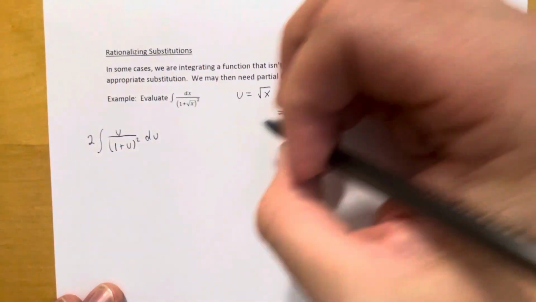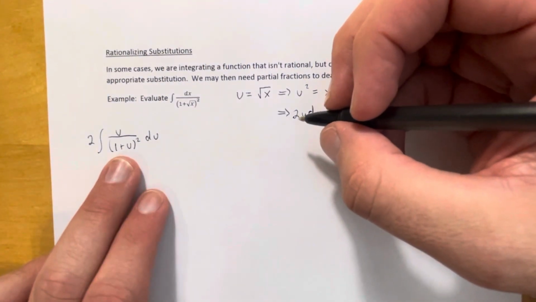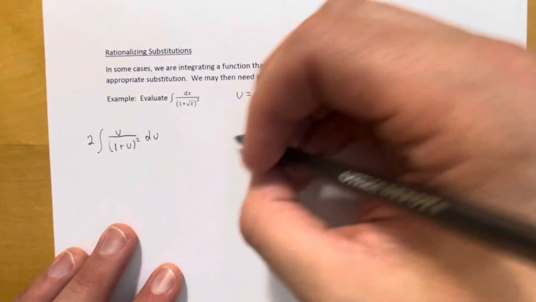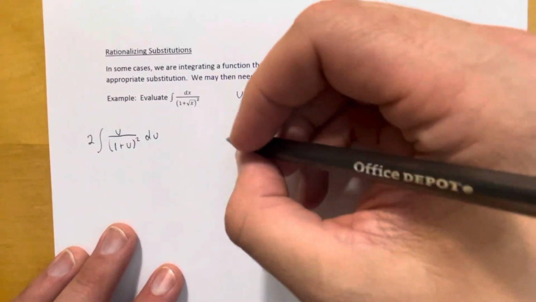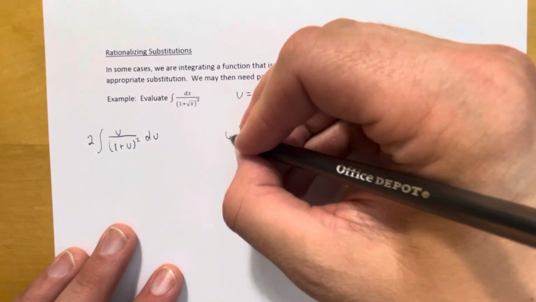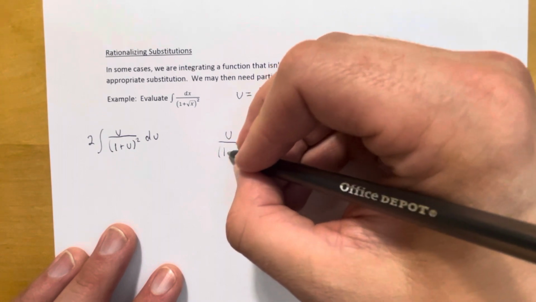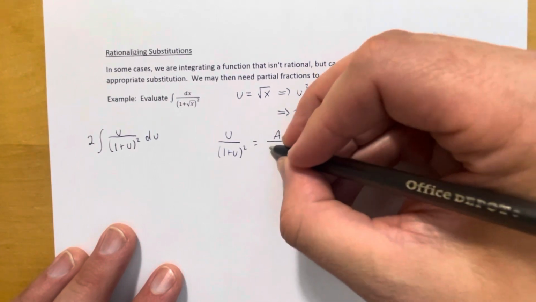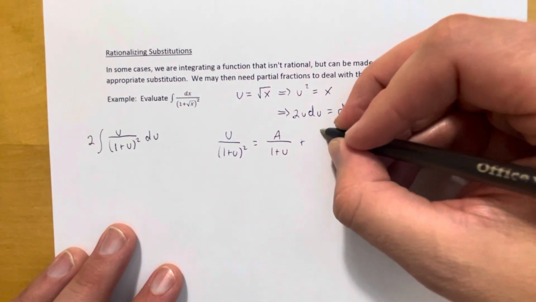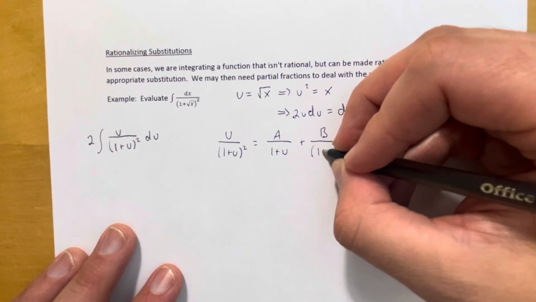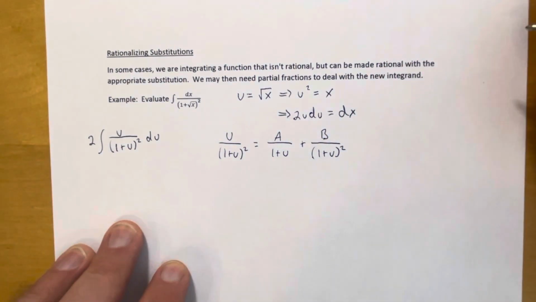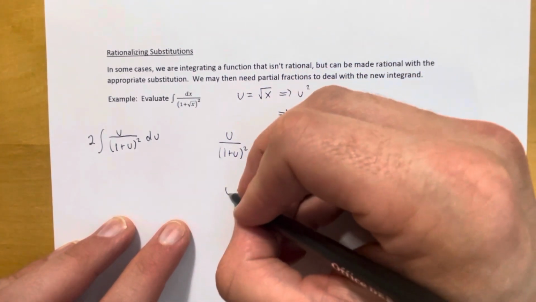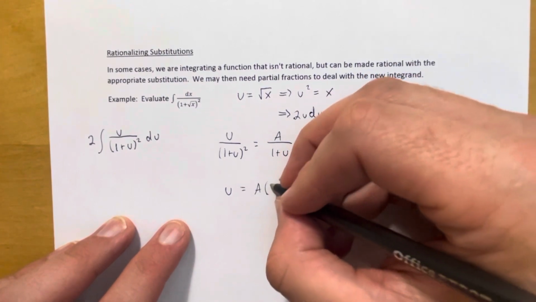This is a case 2 kind of situation because I have a repeated linear factor in my denominator. So I have to go off to the side and figure out what the partial fraction decomposition looks like. This u over 1 plus u quantity squared is going to look like some constant over 1 plus u plus some other constant over 1 plus u quantity squared, like that. Same approach as always. Multiply through by the 1 plus u squared, so I get u equals a times 1 plus u.